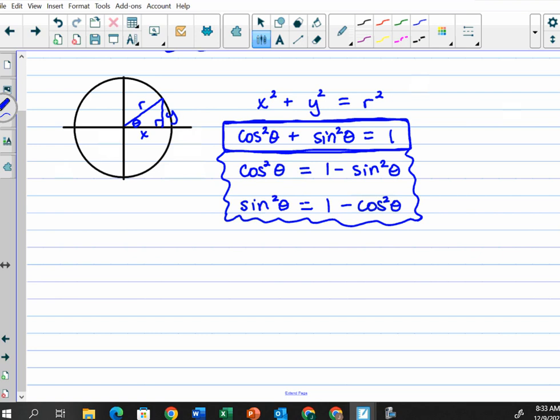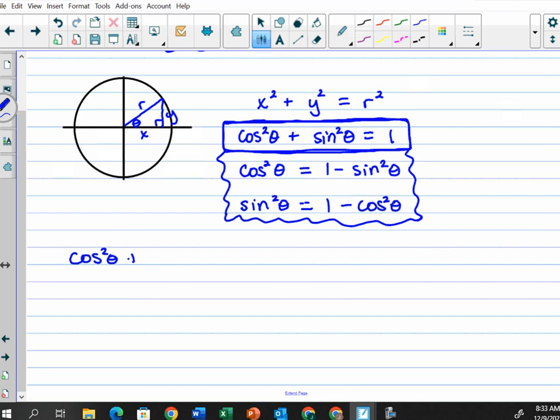Guys, without these, proofs will be so hard. These are like your little substitution tools that make them easier. Without these, you'll just be stuck. You'll just be like, I don't know. Okay, I'm going to rewrite the original one again over here.